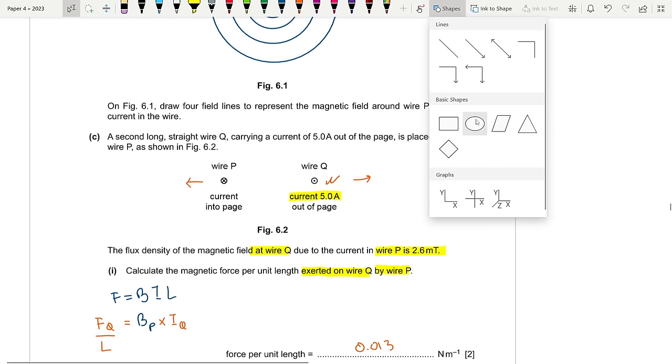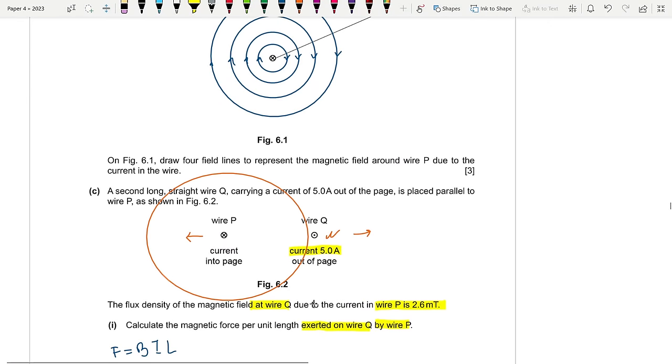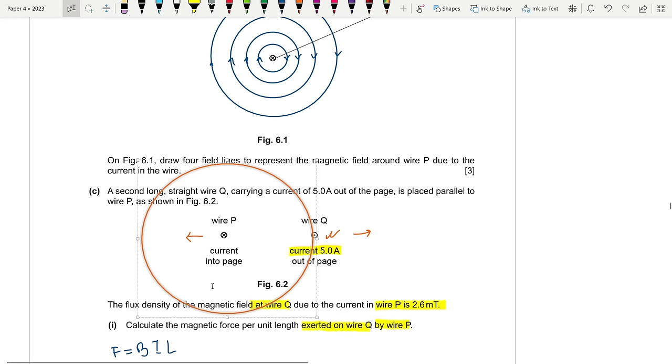Let me show you. So basically, wire P is carrying current into the page. If you draw the diagram properly, it's clockwise current, so the magnetic field lines will be in a clockwise direction. If you use your left hand rule over here, the current of 5 amperes is coming out of the page, so the middle finger will point out of the screen and the index finger will point downwards. My middle finger is coming out from wire Q, my index finger is pointing downwards, and the thumb is pointing in this direction. So that indicates the force.